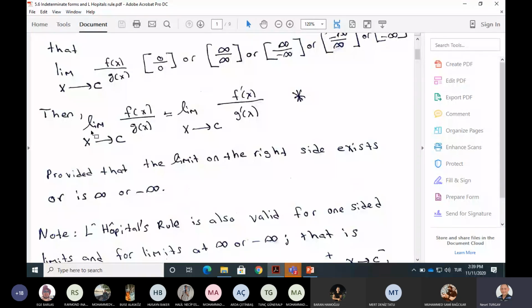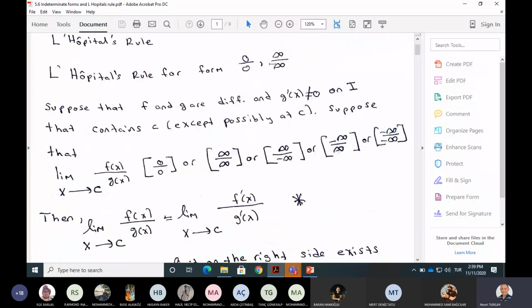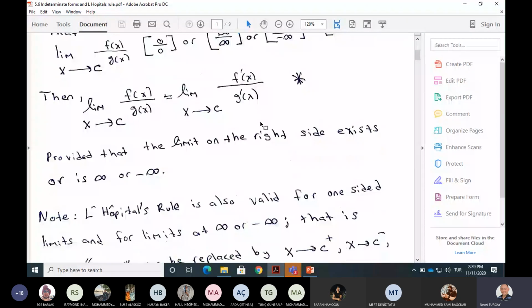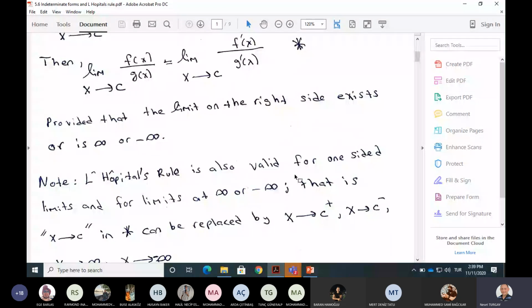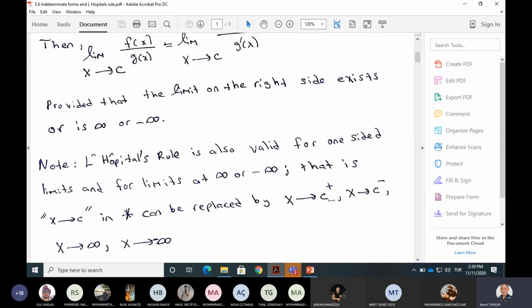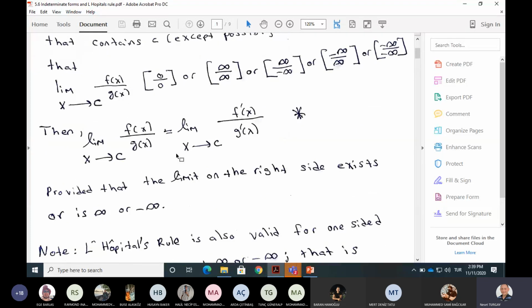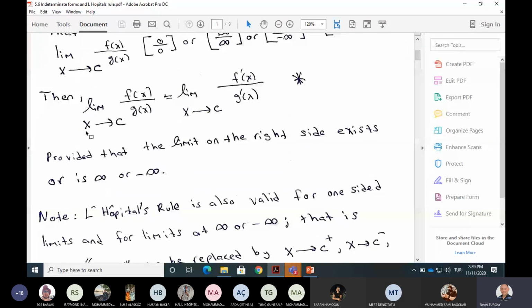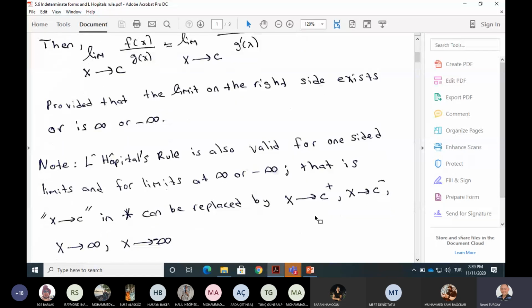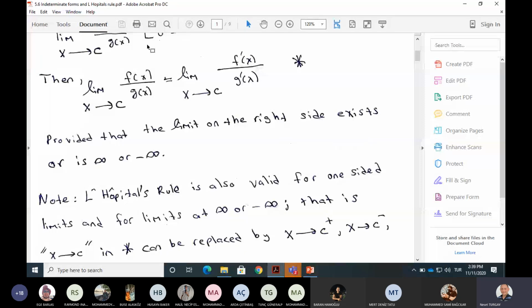As you see, we use L'Hopital's rule in these 2 situations, 0 over 0 or infinity over infinity. L'Hopital's rule is also valid for one-sided limits and for limits at infinity or minus infinity. That is, x goes to C in the star can be replaced by x goes to C from the right, x goes to C from the left, x goes to infinity, or x goes to minus infinity. What I mean is that maybe x doesn't go to C, but x can go to C from right or left, or x can go to infinity or minus infinity. Again, you can use this rule.